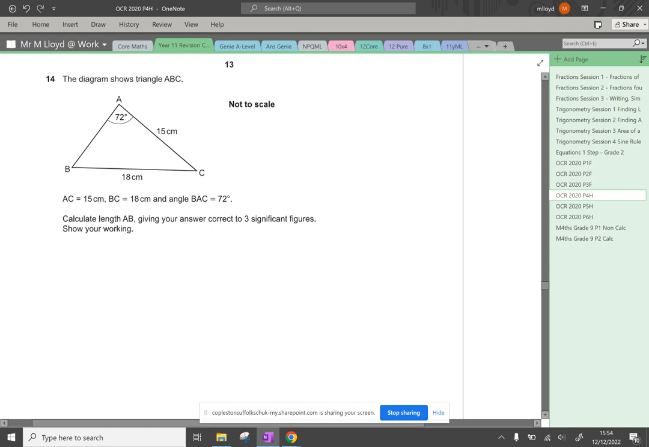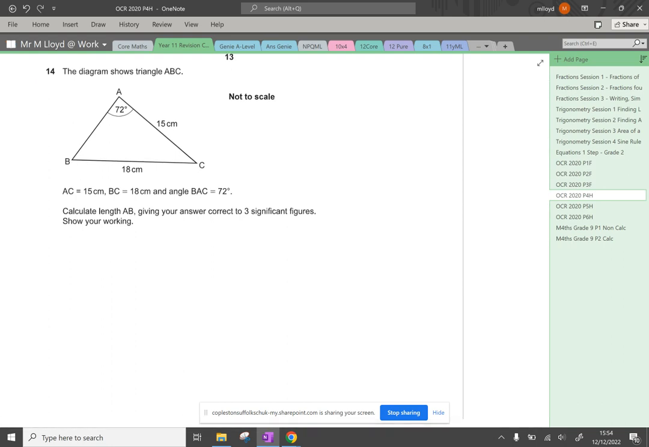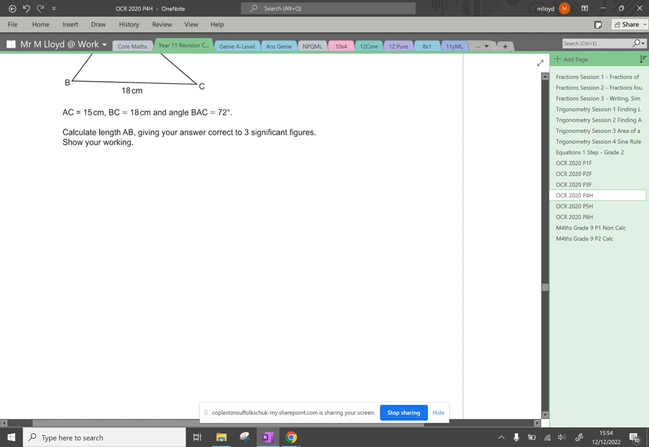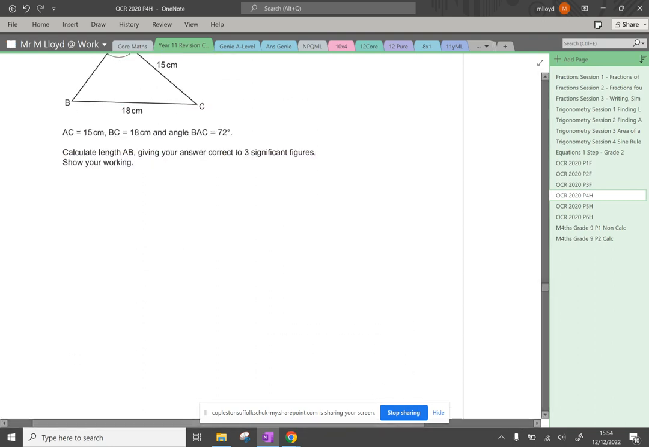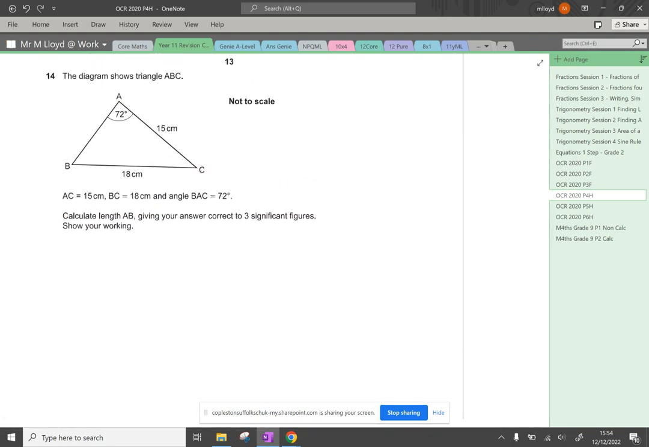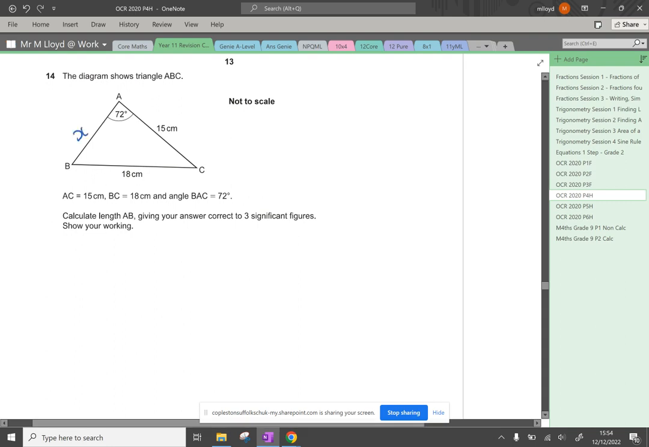Right, question 14. The diagram shows triangle ABC. Calculate length x. Give your answer to 3 significant figures. This had better be a few marks. Yes, it is, 6 marks. Okay, because from here I can see we need to find that length there so that we can use the cosine rule.